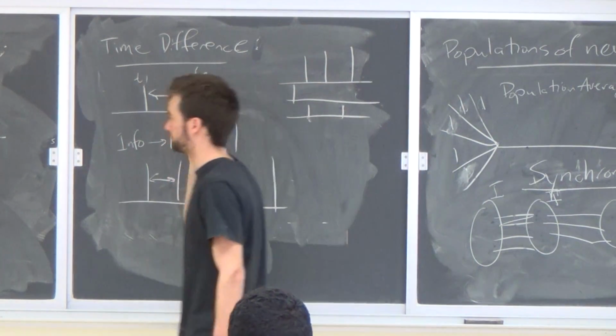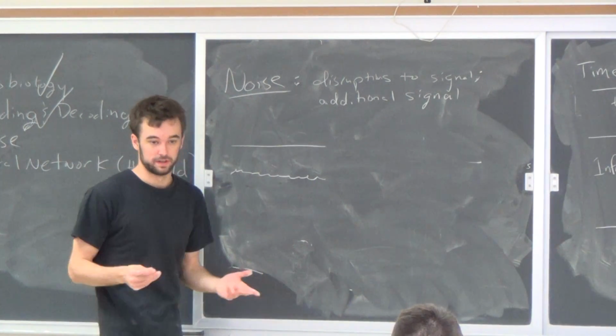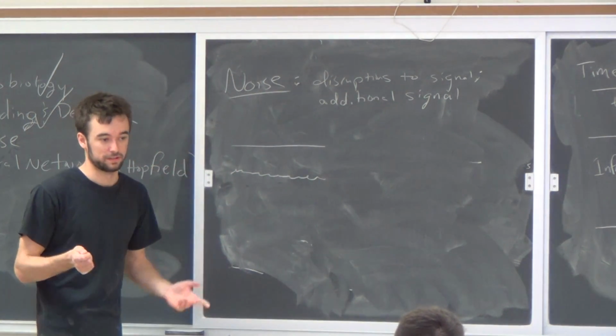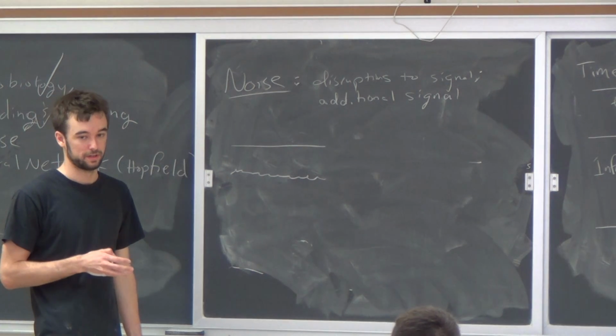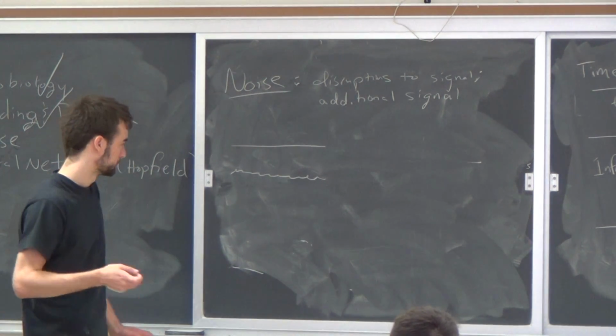So where exactly does the noise come from in neural systems? Does anyone have an idea? Okay, so sort of what I was saying. Good.